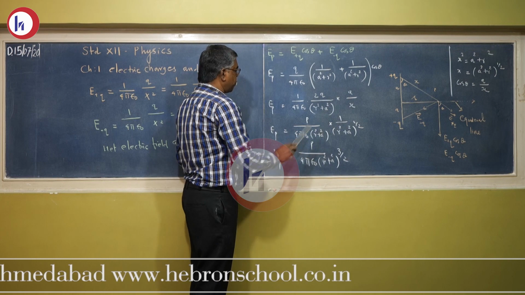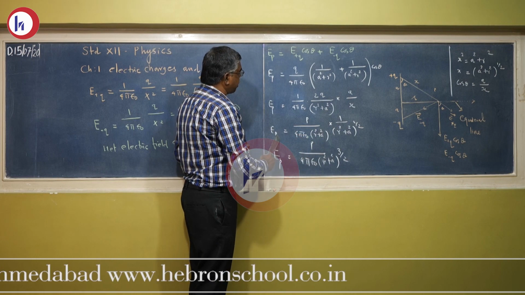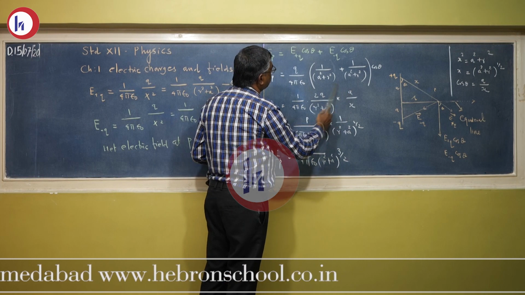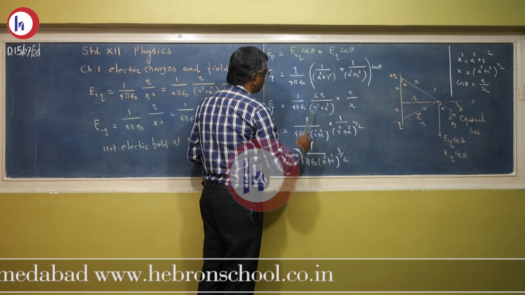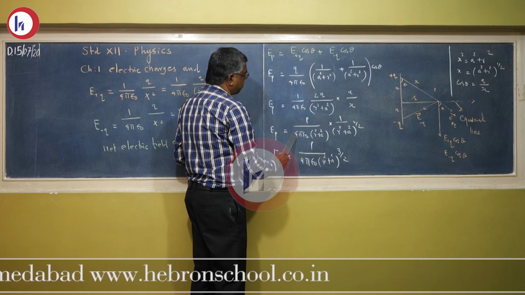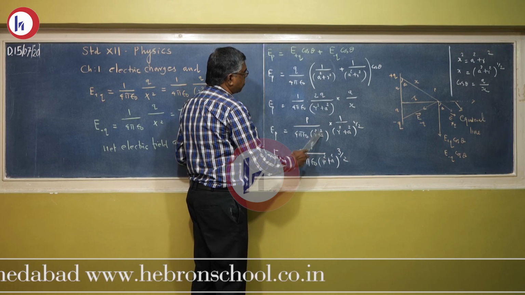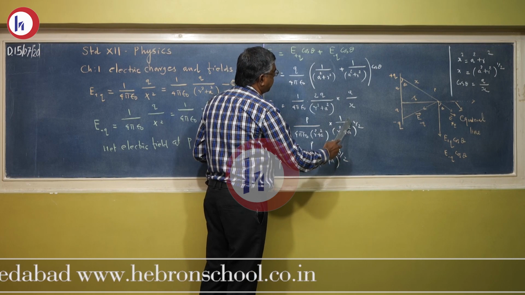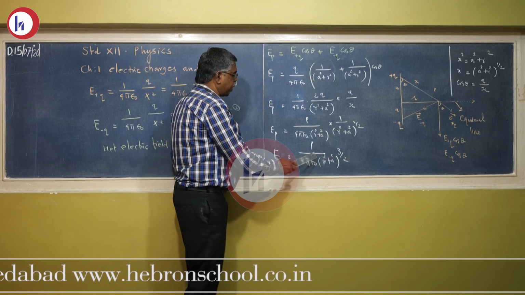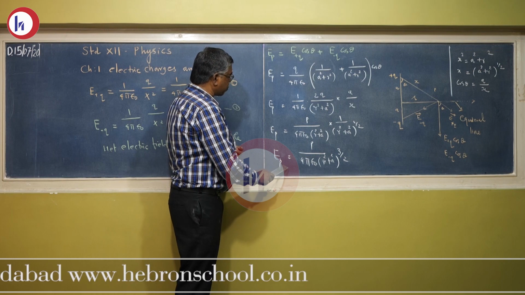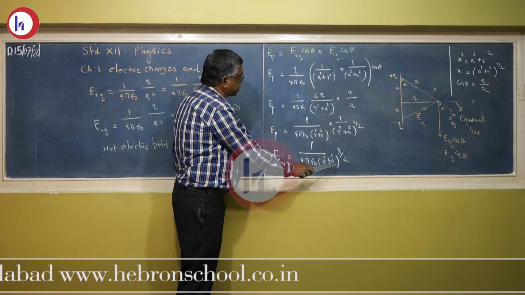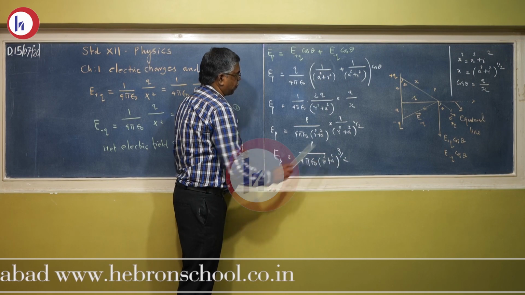Or this also can be written as electric field at point P equal to p, where 2aq, the whole product, can be written as dipole moment. Therefore, p upon 4 pi epsilon 0 (r square plus a square), and by (r square plus a square) raised to 1 by 2. This can be written as electric field at P equal to p upon 4 pi epsilon 0 (r square plus a square) raised to 3 by 2.